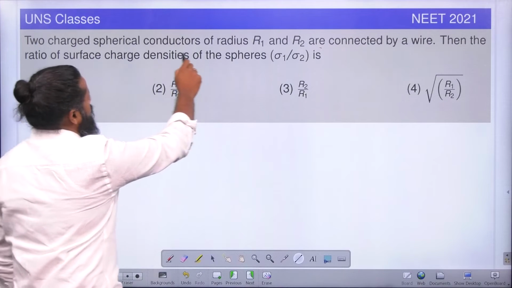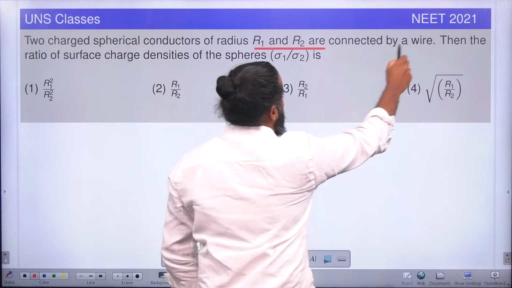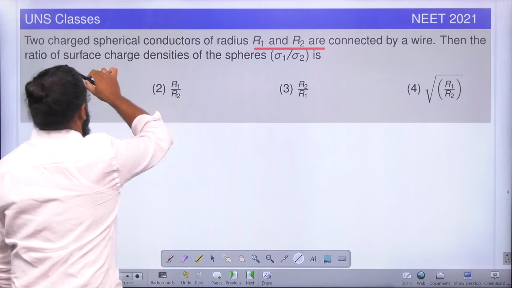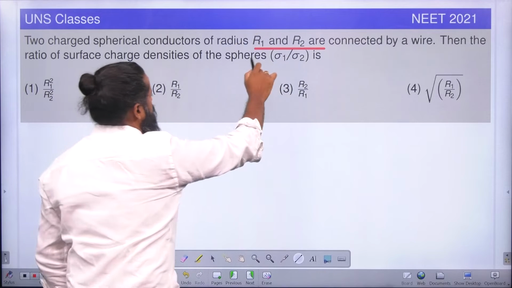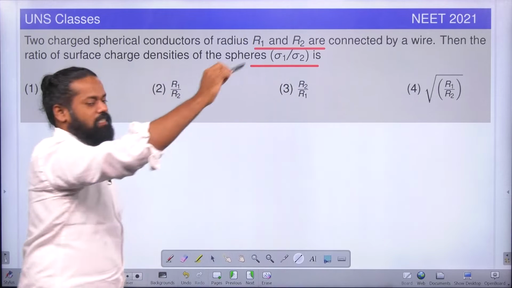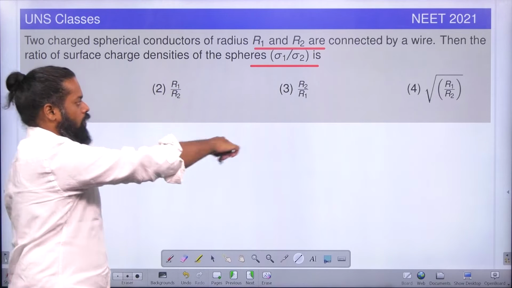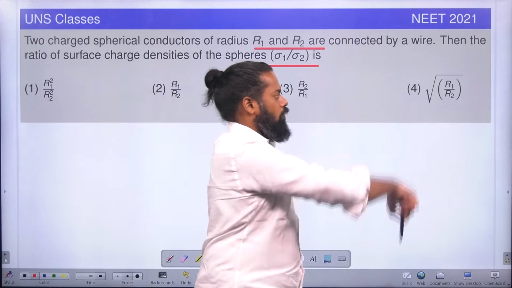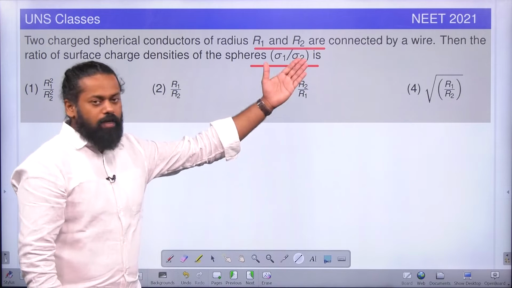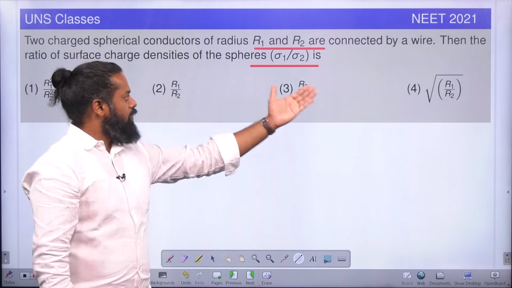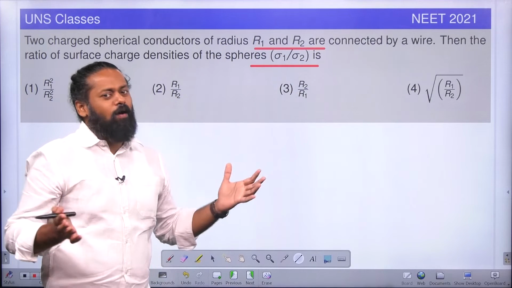Two charged spherical conductors of radius r1 and r2 are connected by a wire. Then the ratio of the surface charge densities of the spheres, sigma 1 by sigma 2, is. Options are given: r1 square by r2 square, r1 by r2, r2 by r1, under root r1 by r2. This is a question from NEET 2021 and it is a very simple question from electrostatics. Let us see how to solve this question.